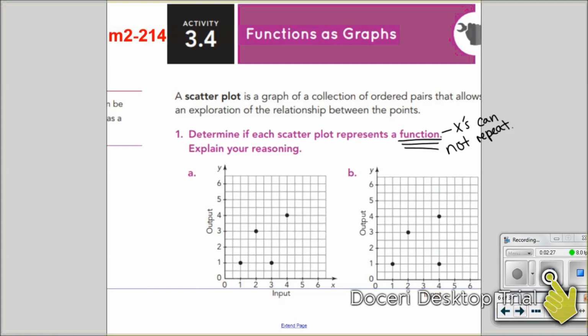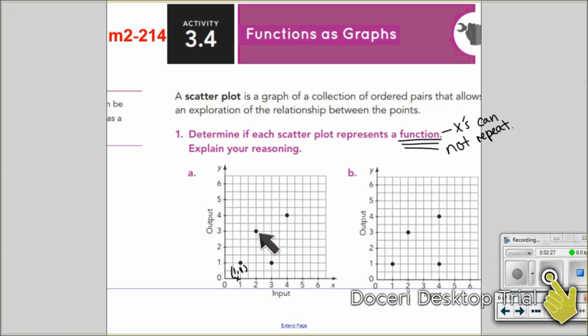So let's look at a. Let's look at the point that's at the bottom left. To get to this point from 0, we go over to 1 and up 1. So that ordered pair for our point would be 1, 1. Now remember, in an ordered pair, the x's come first. So this one has an x value of positive 1. Remember, really all that matters is our x's. The x's can't repeat. Let's go to the next ordered pair. Our next ordered pair is a little bit higher.